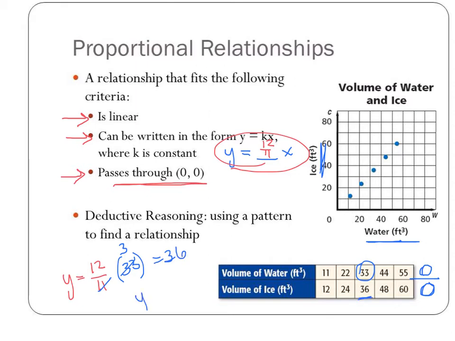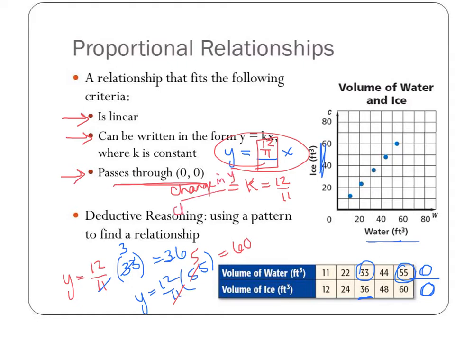And so you could continue if you wanted to try it out. So if I put in 55, well then that's going to reduce to be 5, and that would be 60. Okay, so it would be my k value, 12 over 11. What I did is that is my change in y over my change in x. That's how I got that.